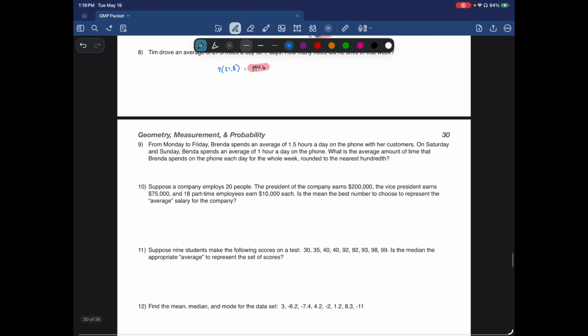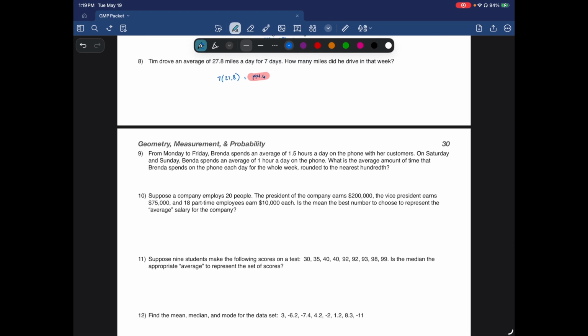All right, from Monday to Friday, Brenda spends an average of 1.5 hours a day on the phone with her customers. On Saturday and Sunday, Brenda spends an average of 1 hour a day on the phone. What is the average amount of time that Brenda spends on the phone each week? Round to the nearest hundredth.